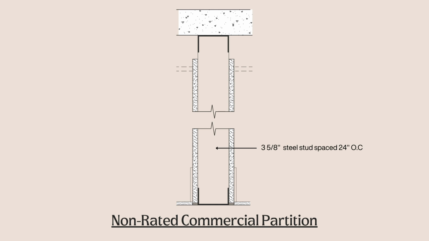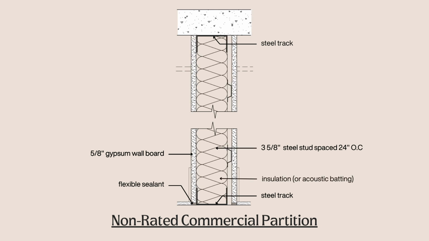Instead of a wood sole and top plate, commercial partitions have steel tracks placed at the top and the bottom of the partition to secure the studs in place. The standard gypsum wallboard thickness used in commercial construction is 5/8 inch and should provide no less than a 1/4 inch gap at the base of the partition to allow for flexible sealant. Insulation or acoustic batting can also be used to mitigate sound. And finally, a resilient channel may also be used to further improve acoustic properties by isolating the gypsum wallboard from rigid attachment to the framing.